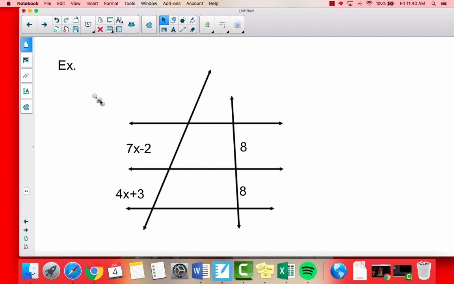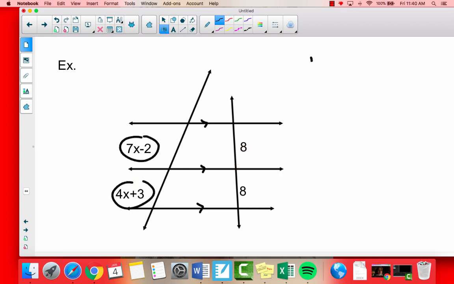So here, we're going to be given 3 parallel lines. They don't always have to be horizontal. They can be vertical or slanted. It doesn't matter. I've got 2 transversals. Now, this is kind of a variation of the proportional parts concept. We could set up a proportion. We could say that this over this, so 7x minus 2 over 4x plus 3, has to equal this one over this one. That's what we did in the last slide with our generic setup. And you could cross multiply and solve.